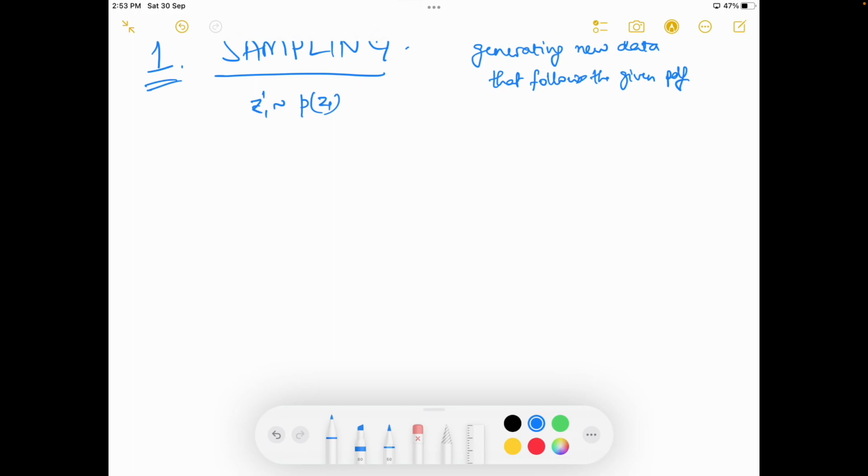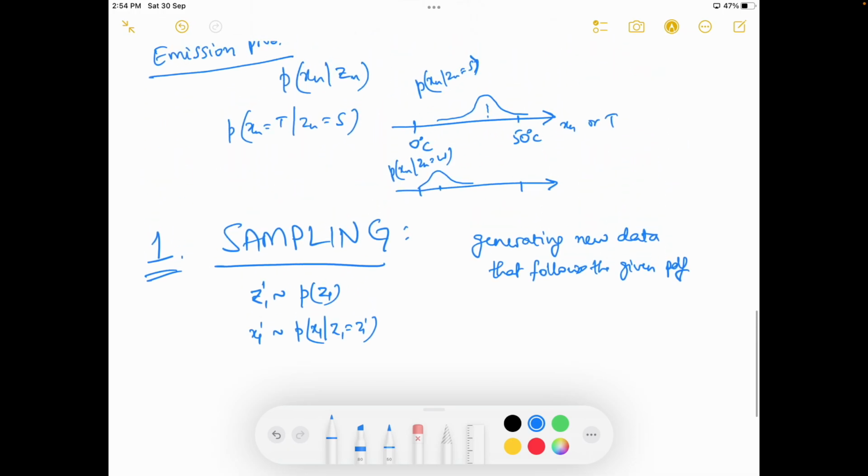Then what will you do? X1 dash from P of X1 given Z1 equals Z1 dash. So you fix your Z1 to Z1 dash, and from that you get this marginal PDF, like you saw here, summers and wind. So you fixed your season. Then given this PDF, you will sample the temperature, right? So you got X1.